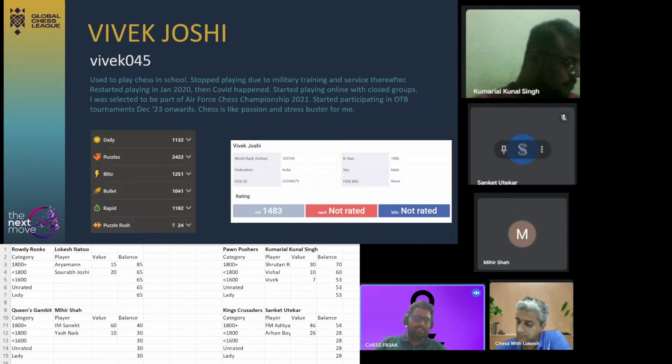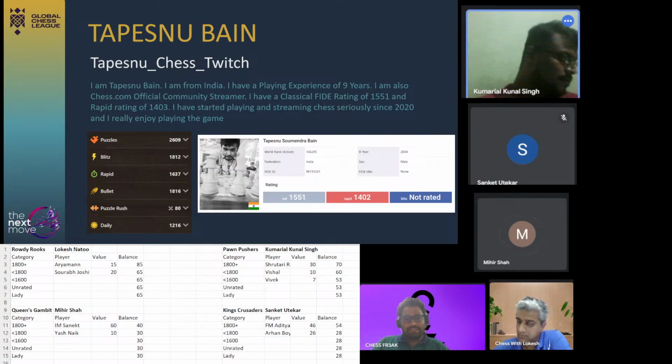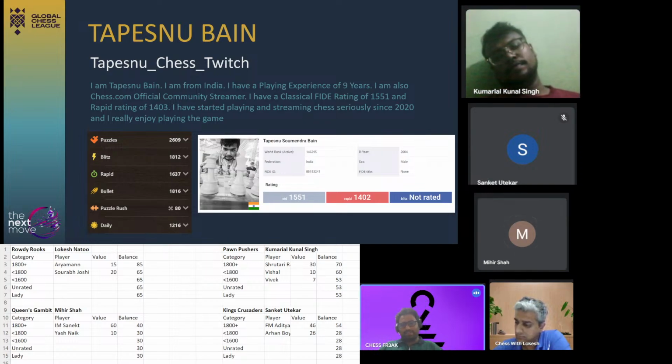Moving on with the last two players of this auction, and we still have three teams who are yet to pick a player. And in the end, the team that does not get a player, Shubham will be joining that team. Now I only have two chits with me. It is player number three, Tapesh Nubain.